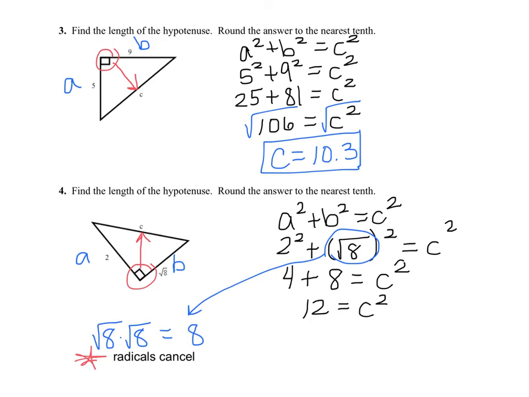And our last step, we want to square root each side. And after we square root each side, you're going to get C equals approximately 3.46. And remember, the directions are stating to the nearest tenth. So a tenth is your first decimal. You're going to look behind it. It's a 6, so we're going to round it up. So your answer is going to be C equals 3.5.